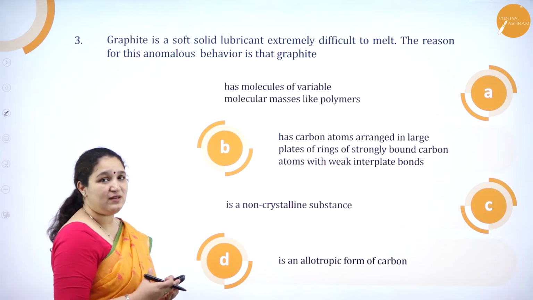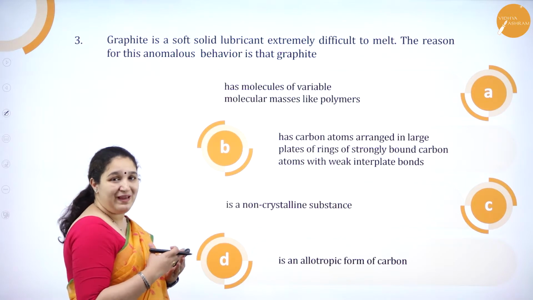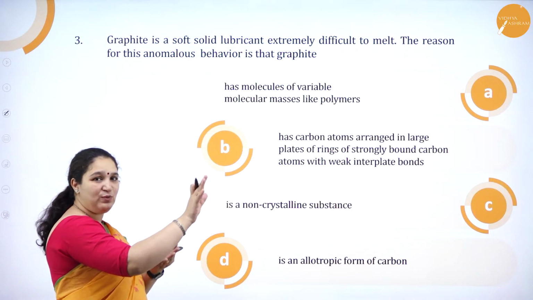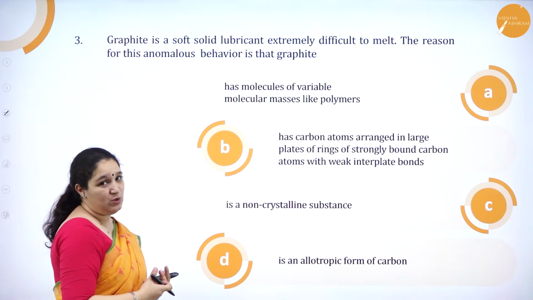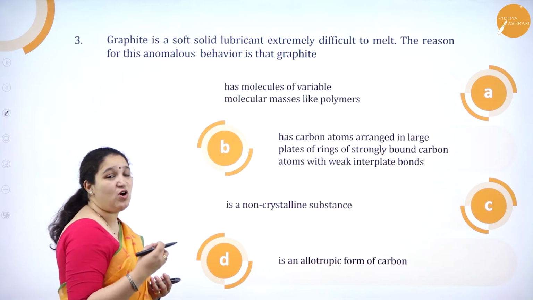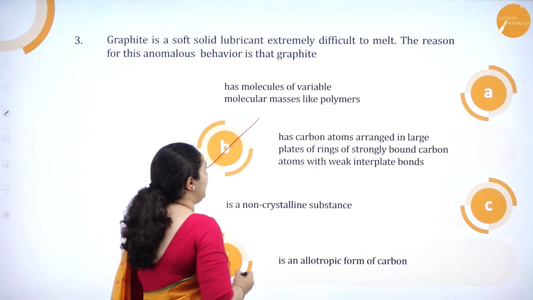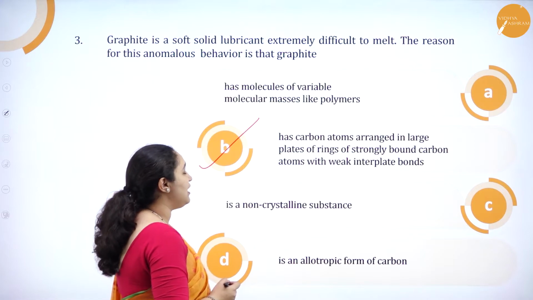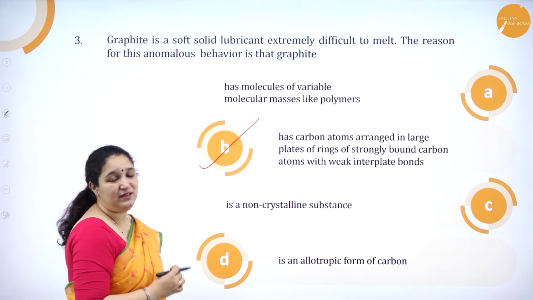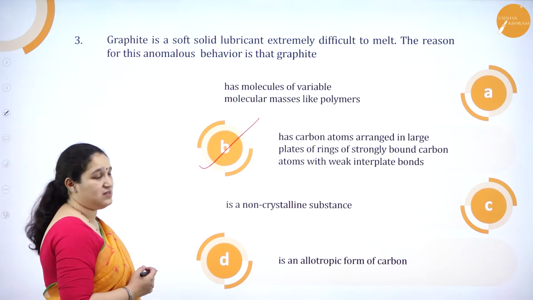We know that the carbon atoms in graphite are sp2 hybridized. So it has a trigonal planar structure and the rings are there in the form of plates and they can slide one over the other. That's why they can be used as lubricants, but they cannot melt very easily because there are strong carbon-carbon bonds present. So it is option B which is correct. It has carbon atoms arranged in large plates of rings of strongly bound carbon atoms with weak interplate bonds. So option B is the correct answer.